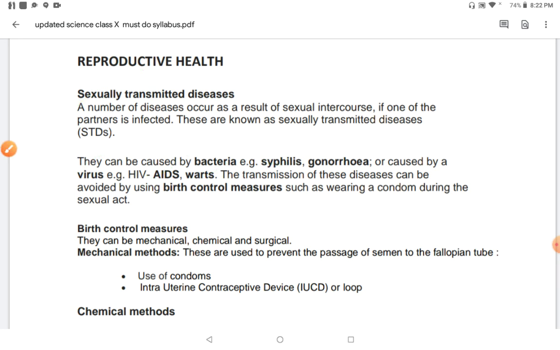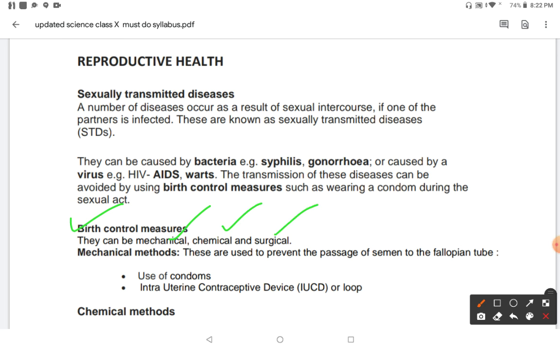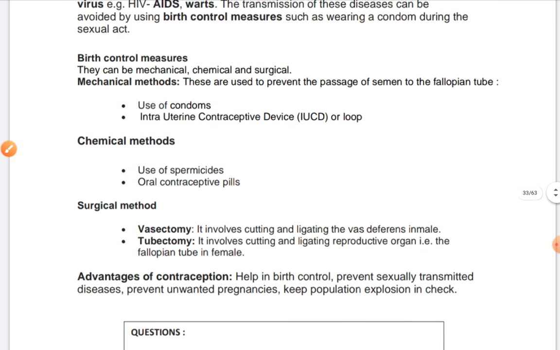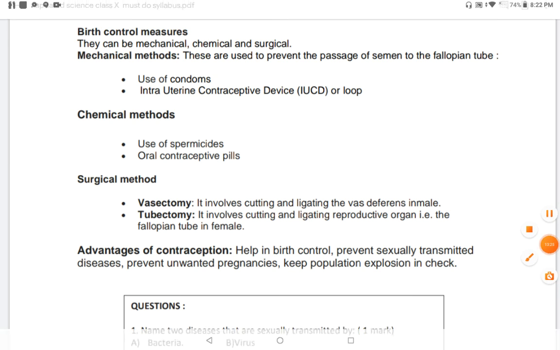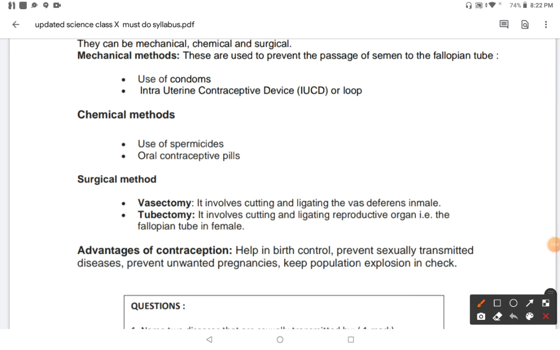This transmission of disease can be avoided by using birth control measures as well as wearing a condom during the sexual act. Birth control can be done with the help of 3 methods: the mechanical method, chemical method, and surgical method. What are these methods? First is the mechanical method. In the mechanical method, we use condoms, intrauterine contraceptive devices or loop, copper T, etc. Chemical methods: in the chemical method, males can use spermicides and females can use contraceptive pills.